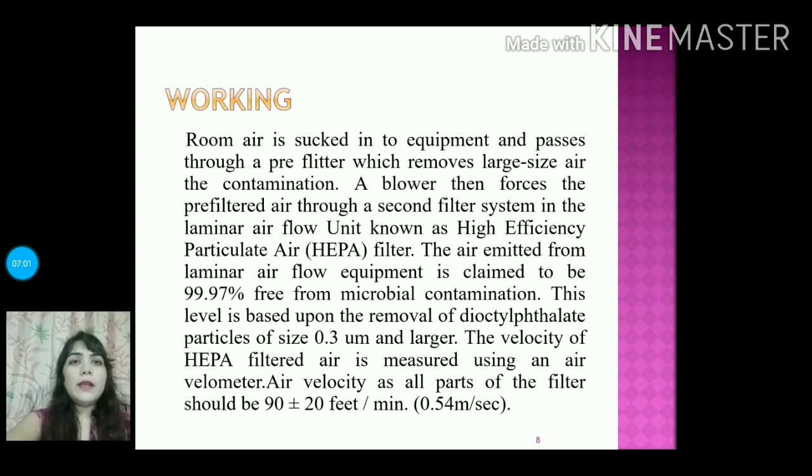Working air entering the laminar airflow hoods first passes through pre-filters. So pre-filters will remove the large size air particles. Now with the help of a blower, the pre-filtered air will pass through the HEPA filters whose pore size is very small.